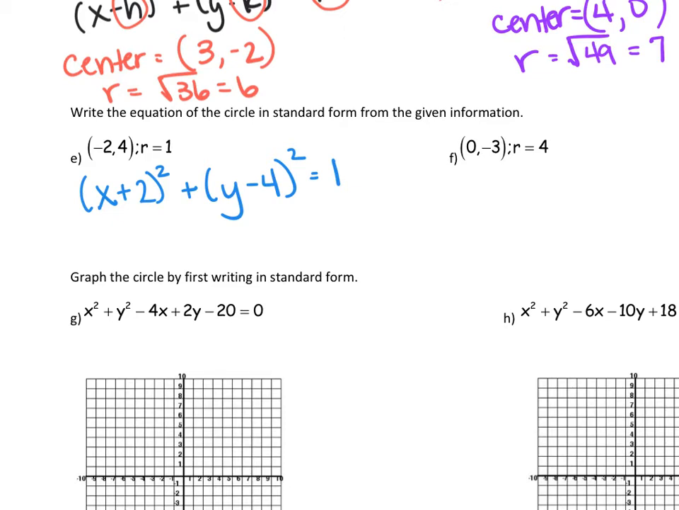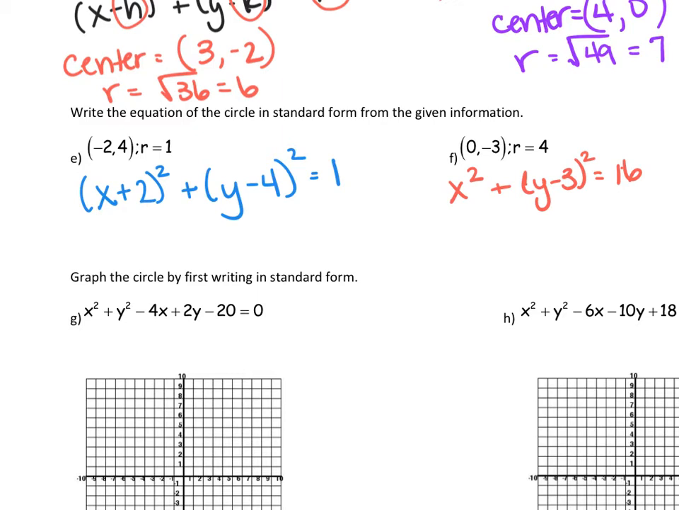Over here, 0 means that you don't have anything to go with the x. You don't have an h, so that will just be x squared plus, change the sign on the negative 3. We need to change the sign to a positive 3. So write it as y minus 3 squared is equal to, and now we have to square the radius. So we're going to square 4, and we get 16. So this is writing it all in standard form. And when you write a circle in standard form, it's easy to see the actual center, and it's easy to interpret the radius.